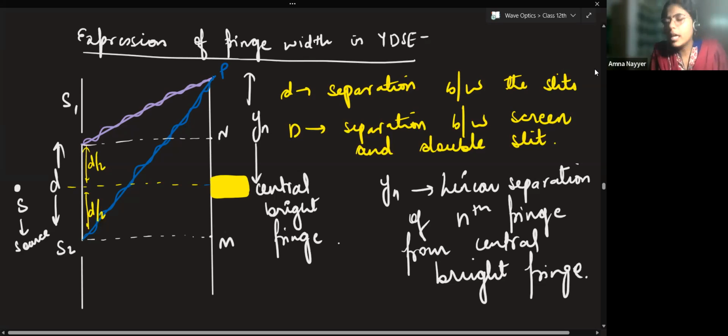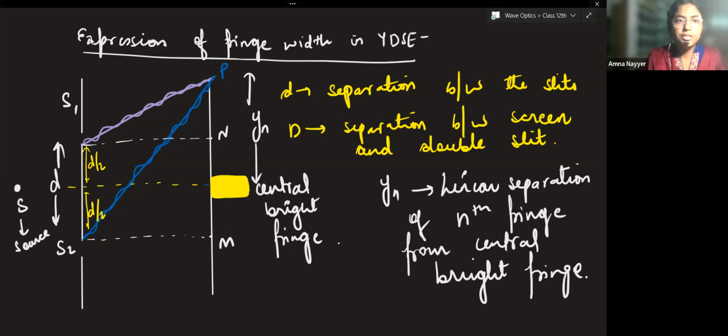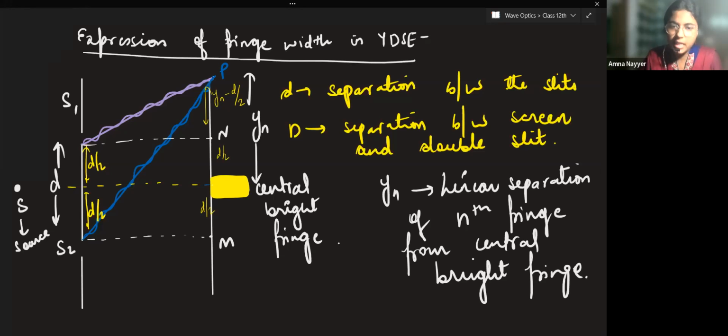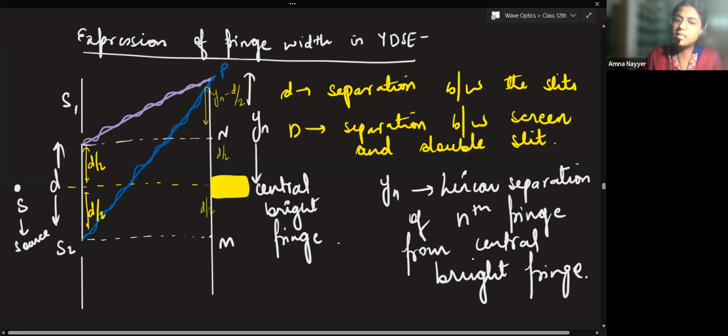Now n can be any number, and n can be valid for any, be it dark fringes or bright fringes. Fine. Now see, for the derivation part, if you notice here, this part was d by 2. So what will be this Pn? Yn minus d by 2, right? This part, Pn. Similarly, if you look at this path, this was d by 2, right? This is d by 2. So this complete entire will become Yn plus d by 2.